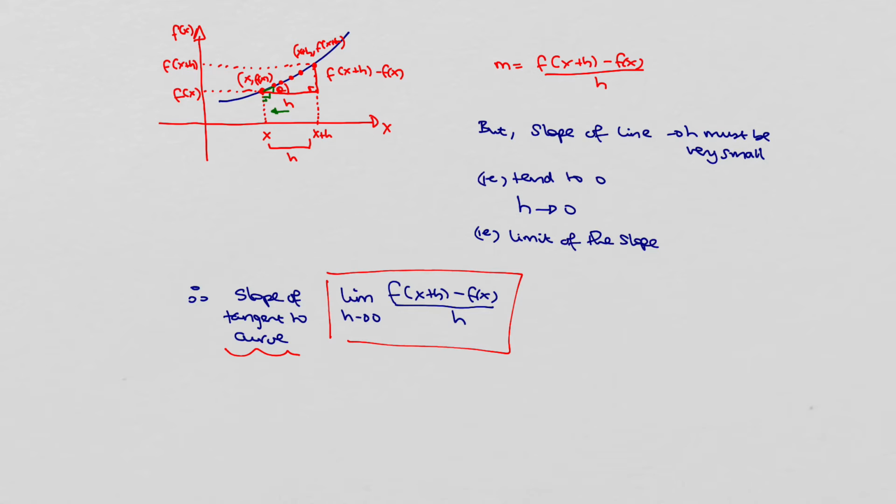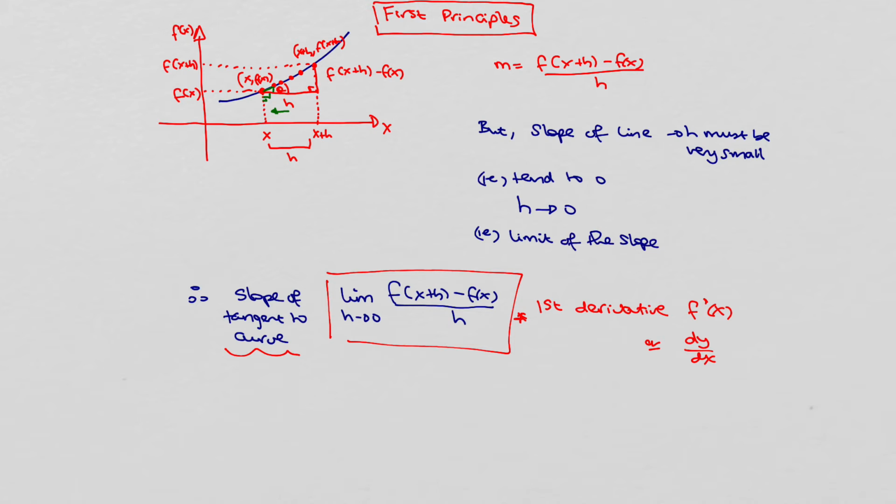And this is referred to as the first derivative and is written as f dash x or dy dx. And this whole process is referred to as first principles. So when we see the words find the first derivative of a particular function using first principles, what we have to do is use this formula here.